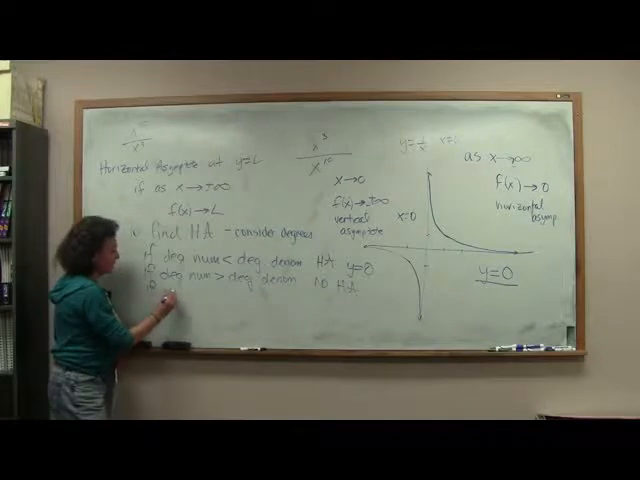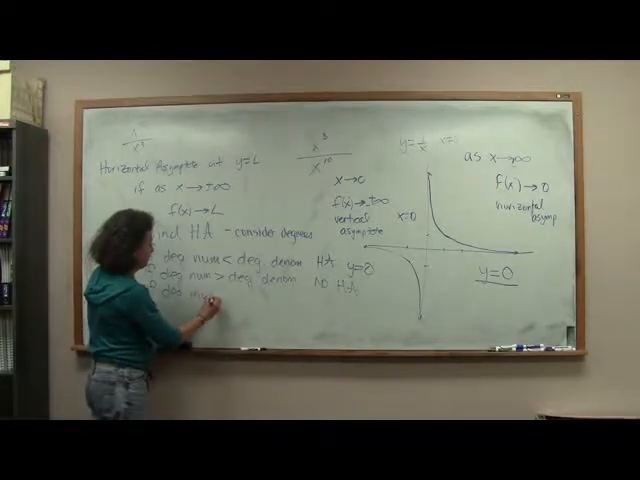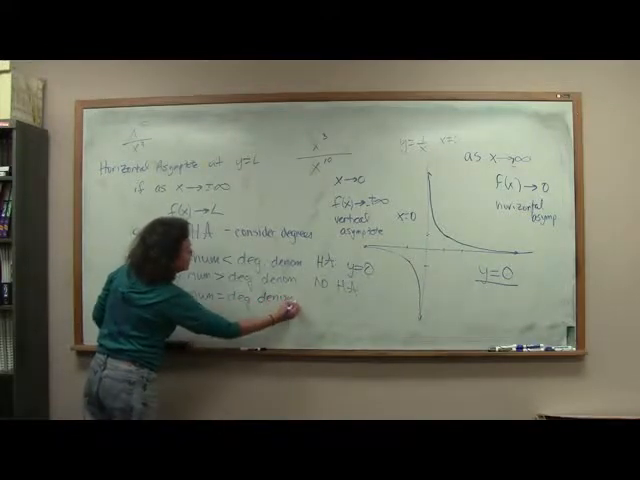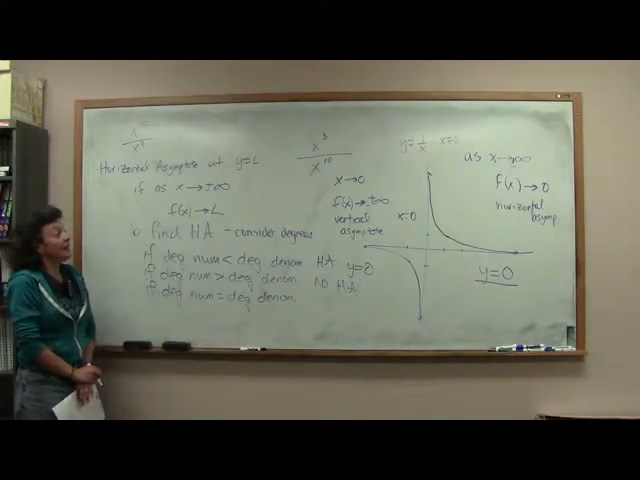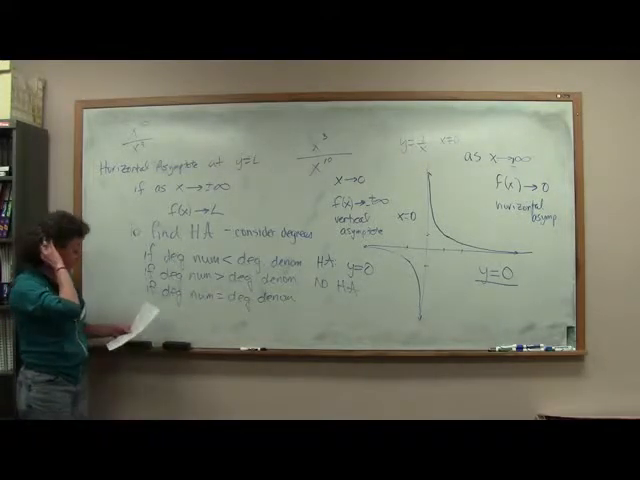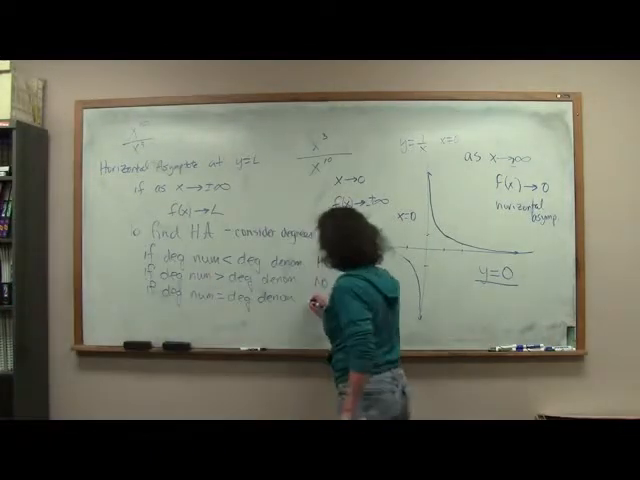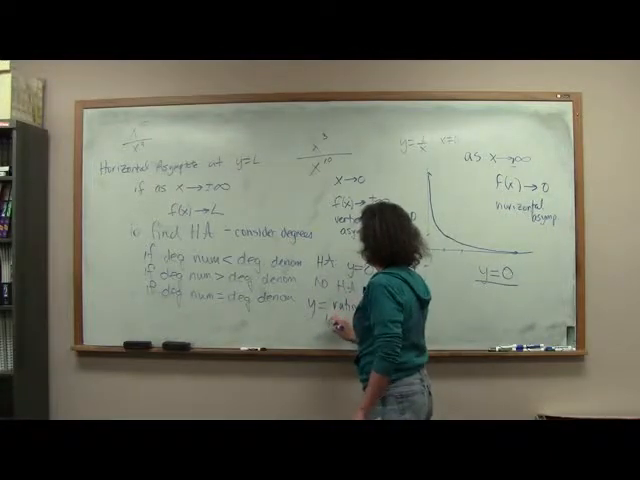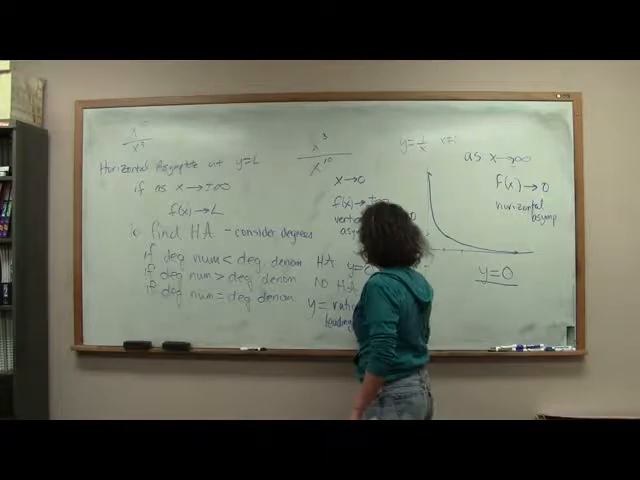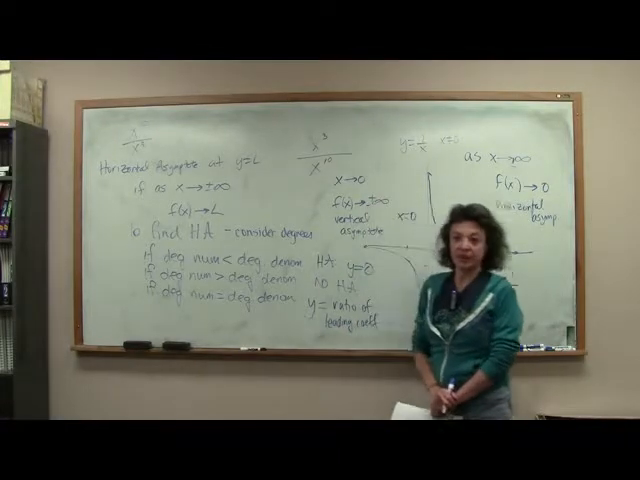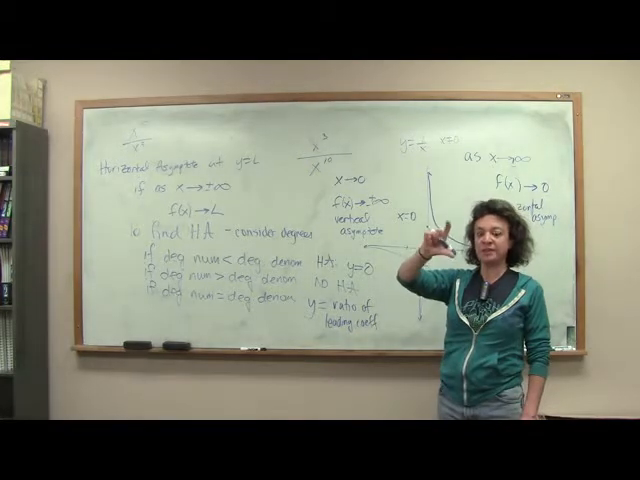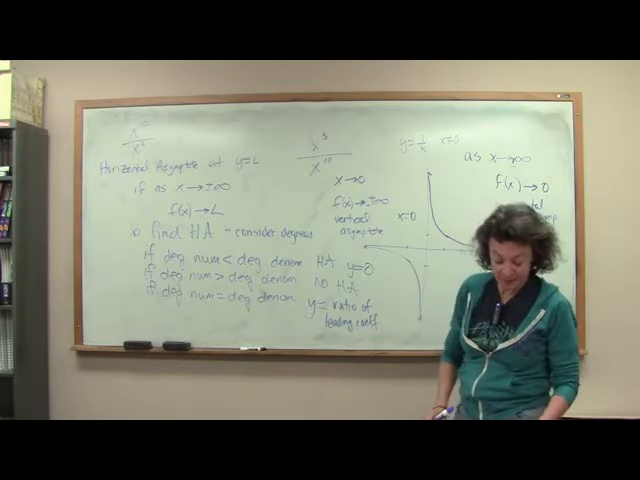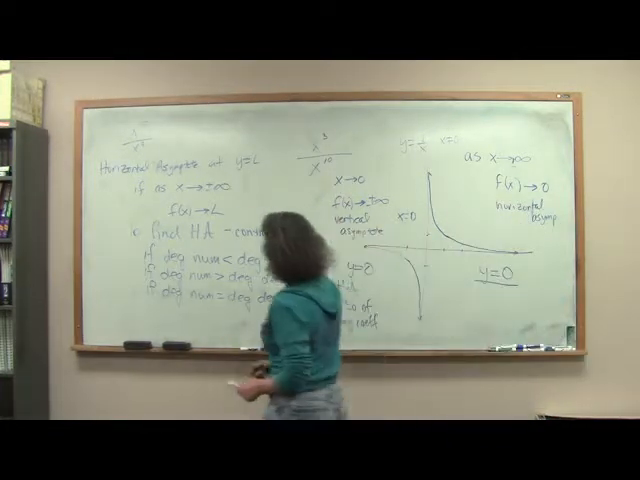And lastly, the only other situation we haven't thought about is what happens if the degree of the numerator is equal to the degree of the denominator. Then both terms matter. You do have a horizontal asymptote. It's essentially the ratio of your leading coefficients. So you take the number in front of each of those x raised to whatever power it is and form a fraction, and that is precisely what your horizontal asymptote is.